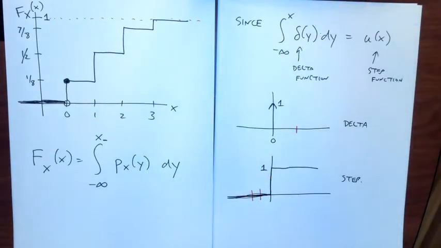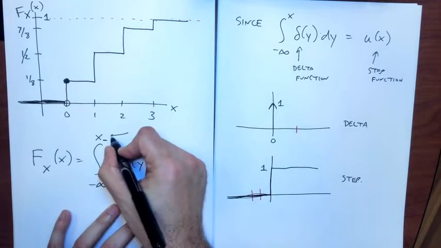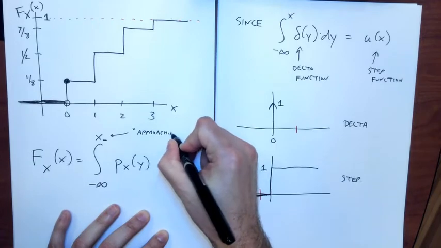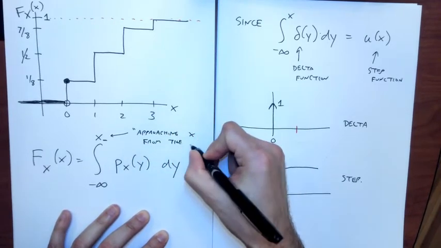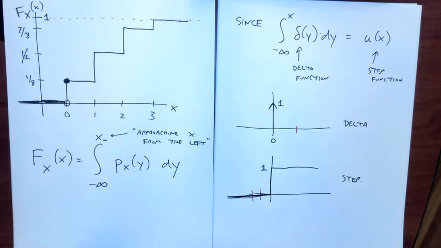Yeah, question? Oh, what's the meaning of this dash? So this basically means approaching x from the left. It means I am just up to that point, right?